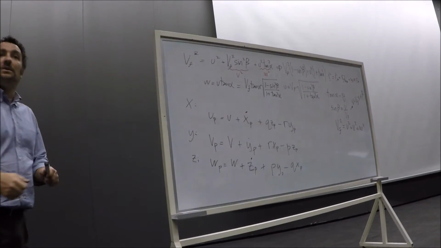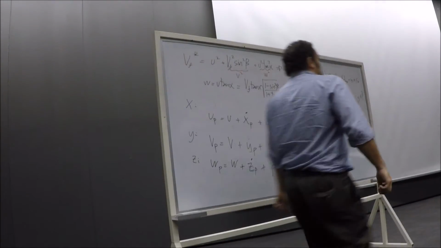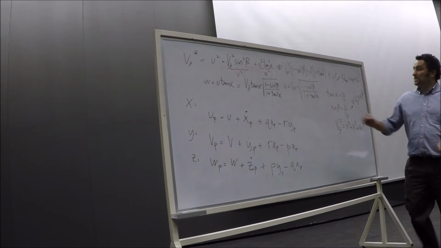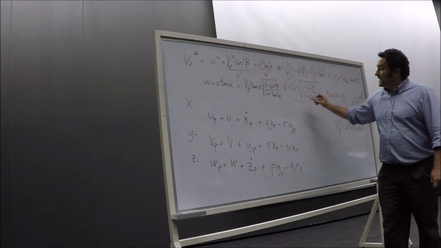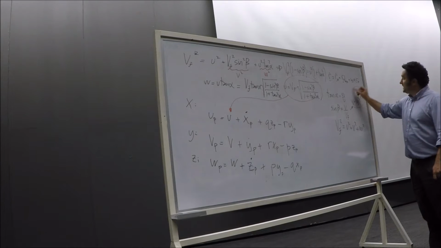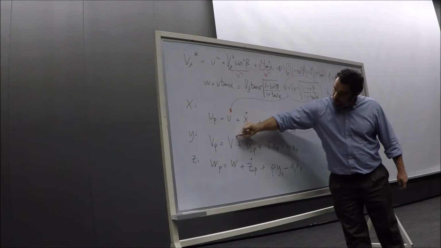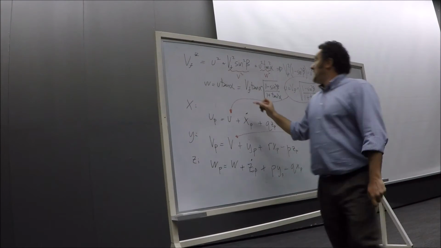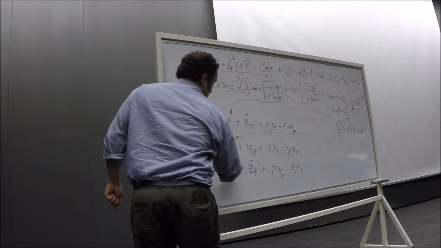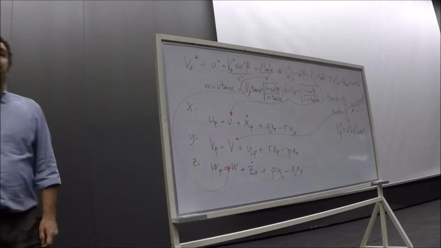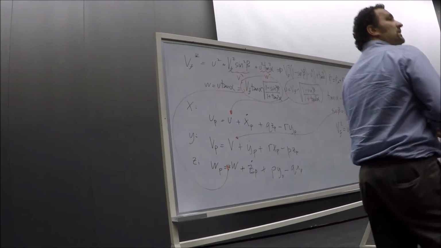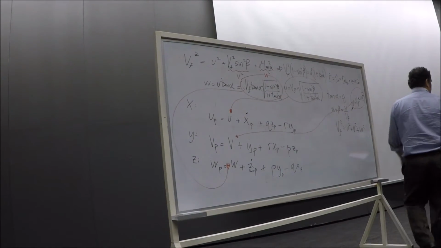Okay, so what you need to do is to simply substitute u into here, v into here, and w into here. And what you get are the equations that you have to derive.